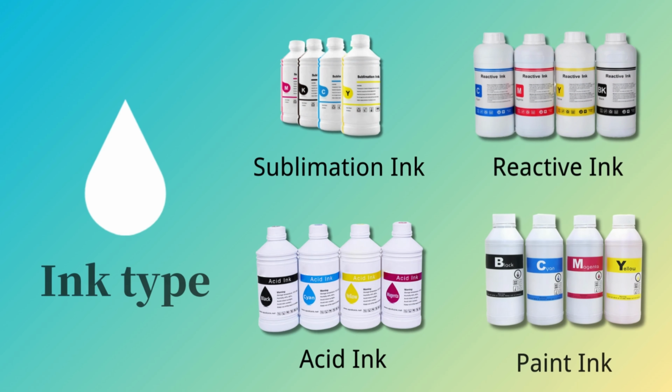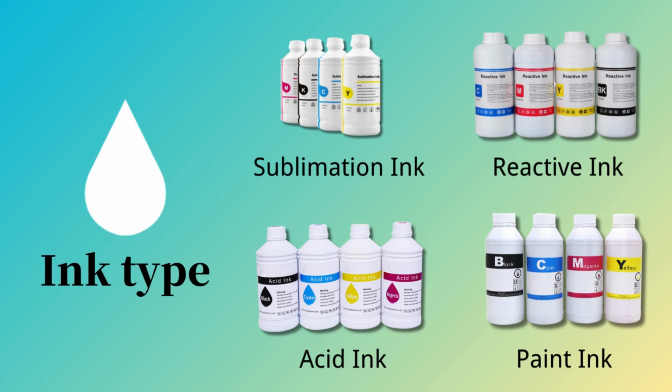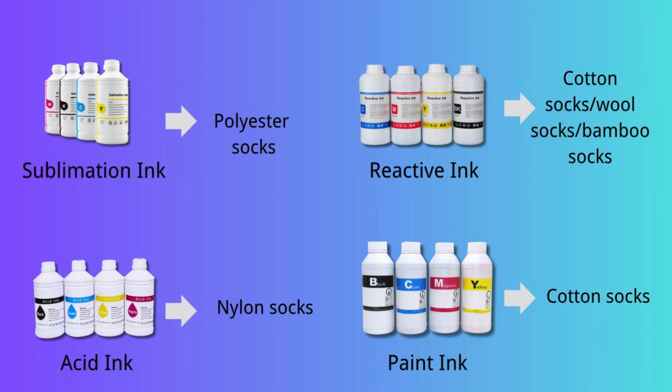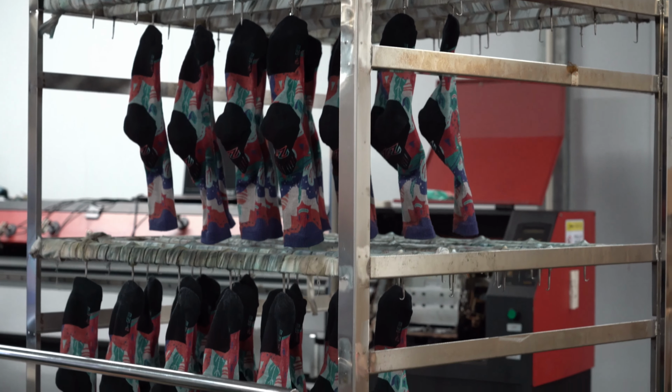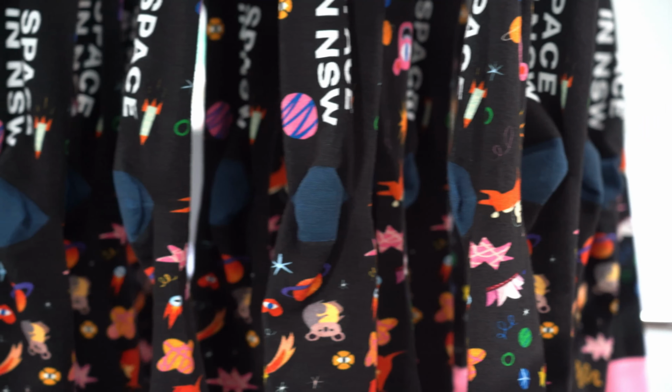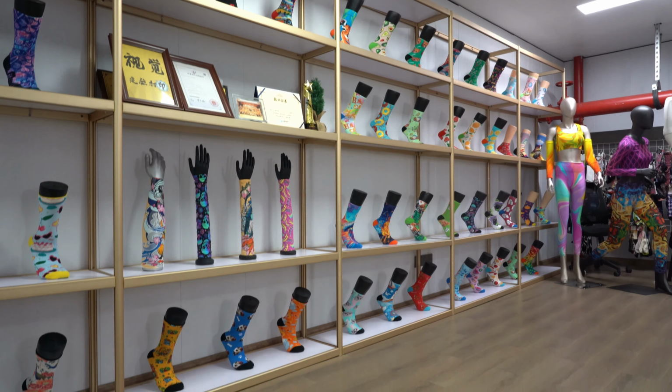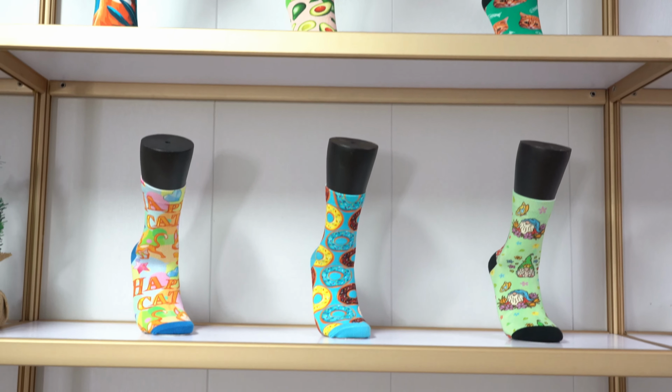There are four main types of inks commonly used for sock printing: sublimation ink, reactive ink, acid ink, and paint ink. Dye-sublimation ink is best for polyester. Reactive ink is primarily used for cellulose and protein fibers like cotton, bamboo, and wool. Acid ink is specifically designed for nylon, and pigment ink is a versatile option suitable for a variety of materials, including cotton.